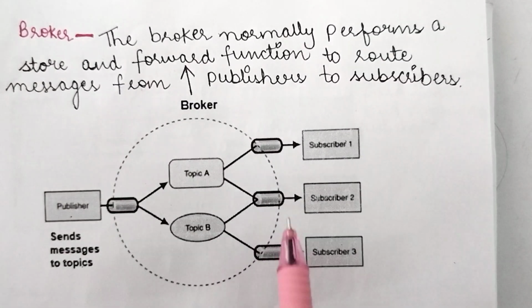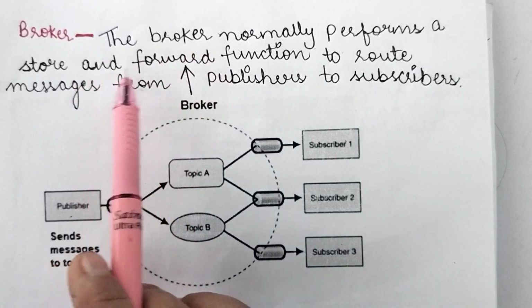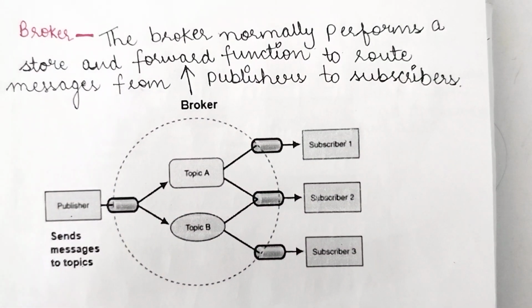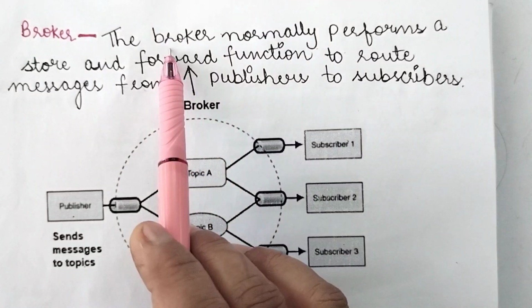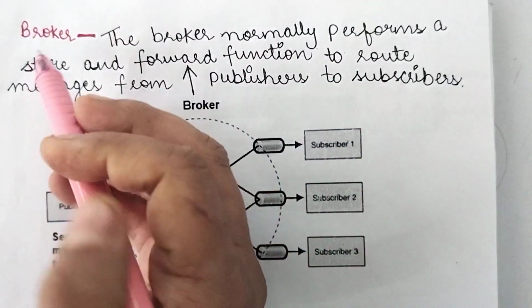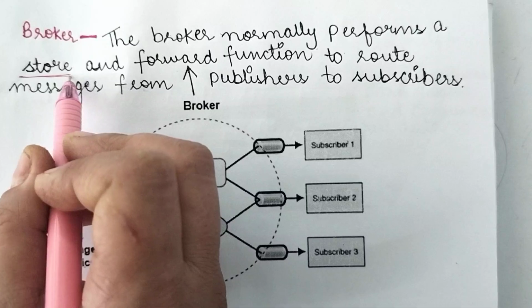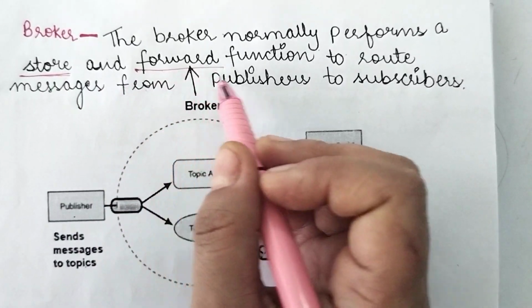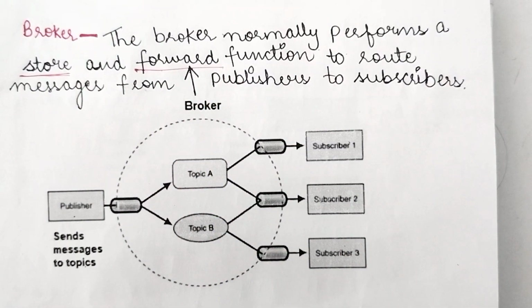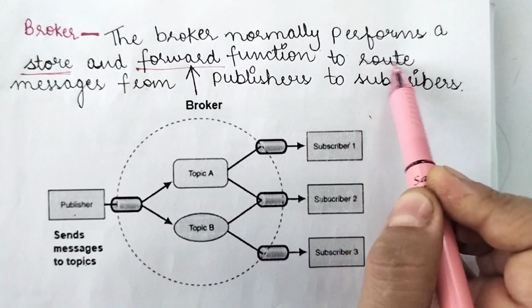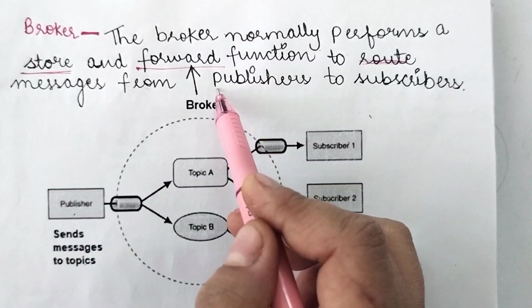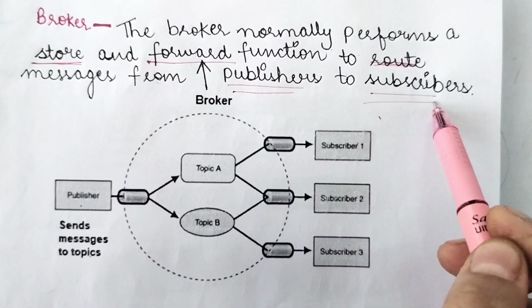So the broker, as I told you, normally performs a store and forward function. In layman's language, we say that the broker is the middleman who is managing all the data between the publisher and the consumer. But in computer language, the broker basically performs the store and forward function. That is, it stores the data as and when it comes, and then it forwards it to the subscribers as per the topics that they have subscribed. So it is a store and forward function which is performing the routing of messages or data from the publishers to the subscribers, obviously.